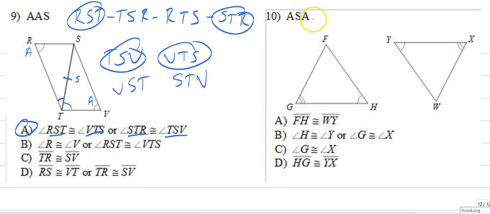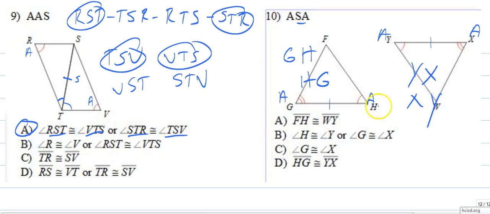So number 10. Number 10 has to be angle, side, angle. These triangles are not touching, so don't make any marks on it yet. Only what they're asking for. So we have an angle. We have another angle. I need the side in the middle. This side is GH, or HG. This one up here on the right, that's an angle. That's an angle. I need my side in the middle, so it has to be this side, which is going to be YX or XY. HG, YX. And 10 is letter D.